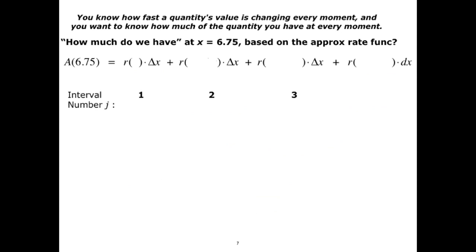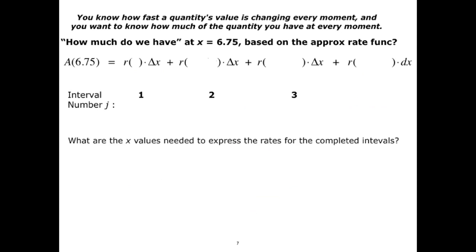So we're going to have our interval number be J. J is going to keep track of the interval number. So we've got interval number 1, interval number 2, and interval number 3. So what X values are needed to express the rates for the completed intervals?